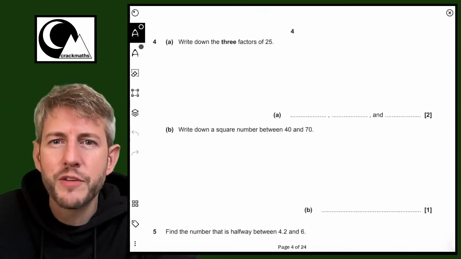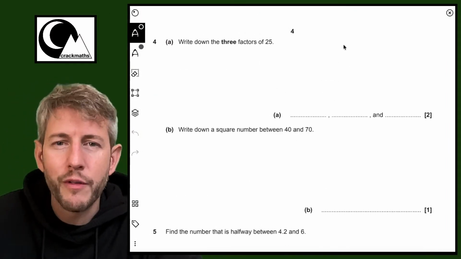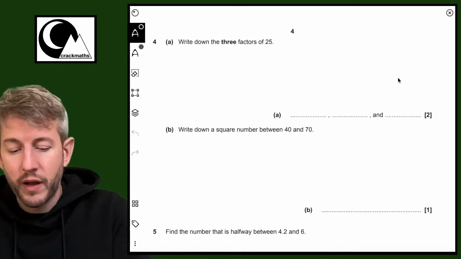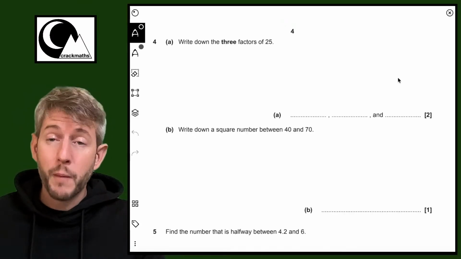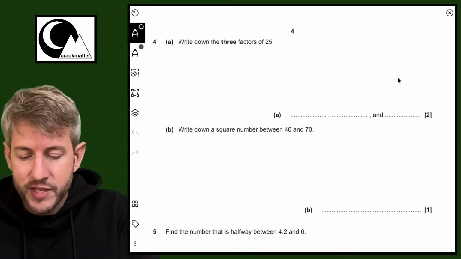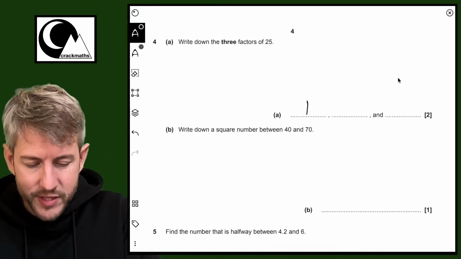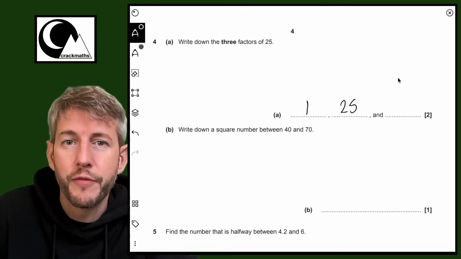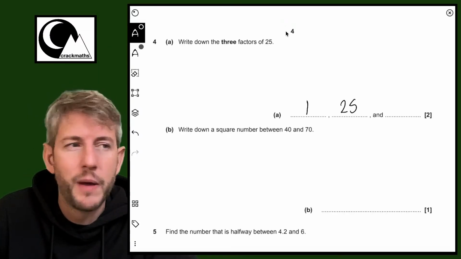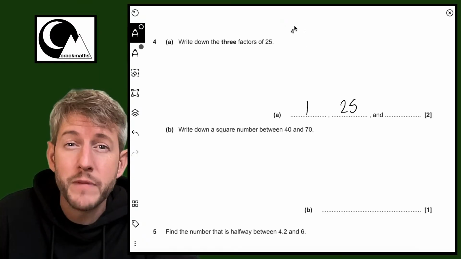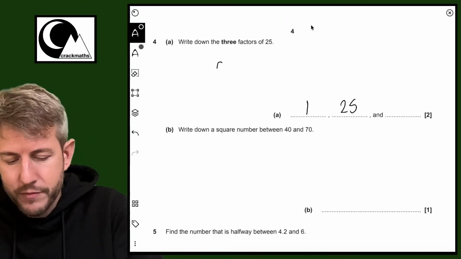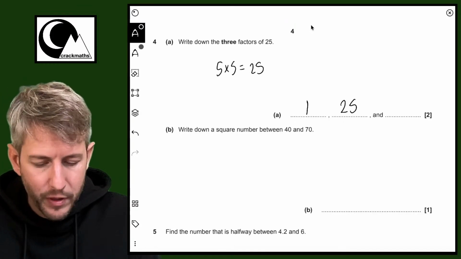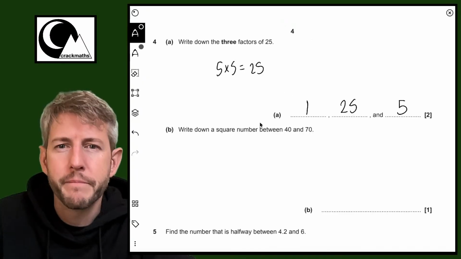So here we go. Question 4. It says, write down 3 factors of 25. Okay, so we need 3 numbers that 25 can be divided by. So always with factors, we've got the number 1 and the number itself. So we've got 1 and 25. And then we've got to come up with another number that we can divide 25 by. Well, 25 is divisible by 5 because 5 times 5 equals 25. So here we go. I'm going to put 5 here.